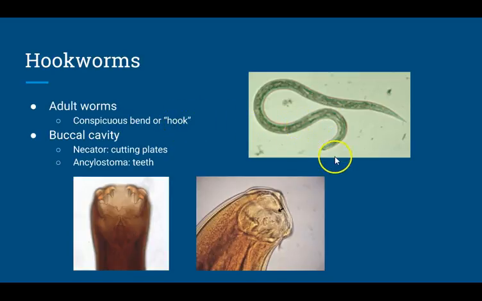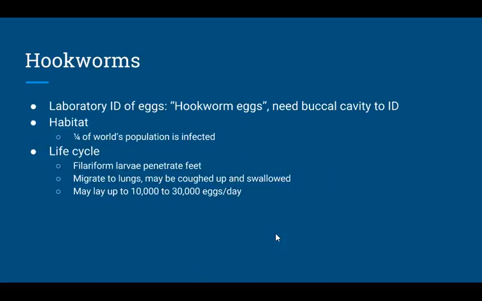The adult worms have a hook like this one. That's where it gets its name. These are the buccal cavities of the worms. Necator has cutting plates, and Ancylostoma has teeth. So this is Ancylostoma with the teeth, and these are the cutting plates. They're just not as sharp, and they're shorter than the teeth are. You can't tell the difference. You have to have the buccal cavity to identify them, so we call them hookworm eggs.